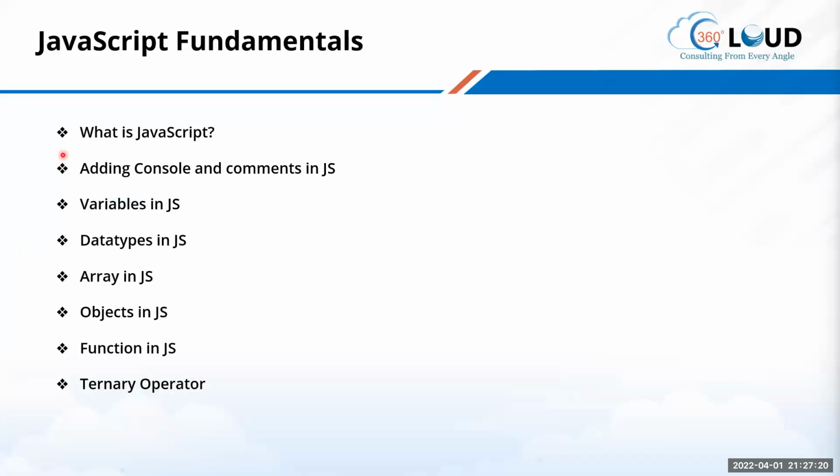After that, we will go through the JavaScript fundamentals. What is JavaScript, and why are we using JavaScript in LWC? JavaScript is an interpreted programming language. What does it mean to be an interpreted programming language? It is a programming language that doesn't need a compiler. It means we don't need a compiler when we run JavaScript.